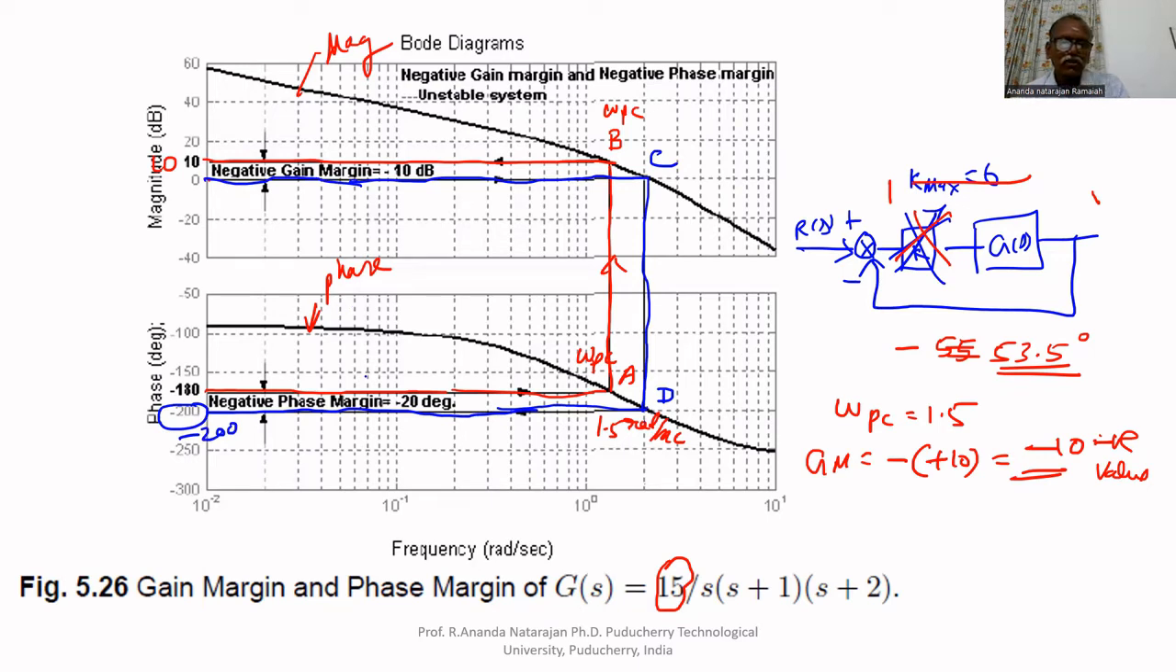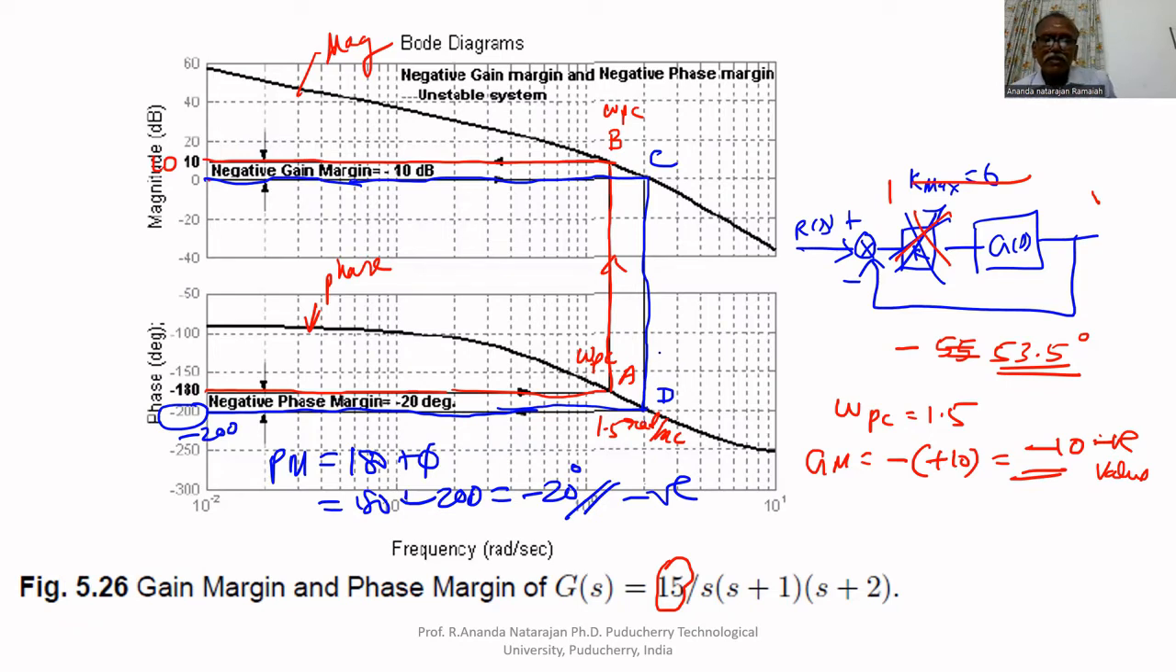So what is the phase margin? Phase margin equal to 180 plus phi. That is equal to 180 minus 200. That is equal to minus 20 degree. That is again negative. Therefore, the system is unstable. We know that if we increase beyond 6 dB, this will be unstable. We got the same.